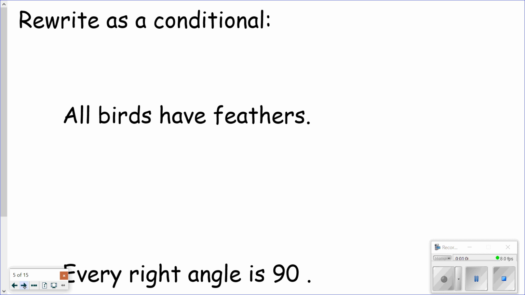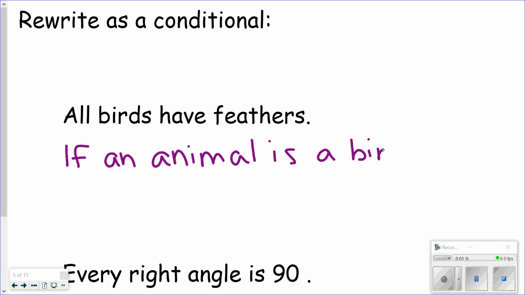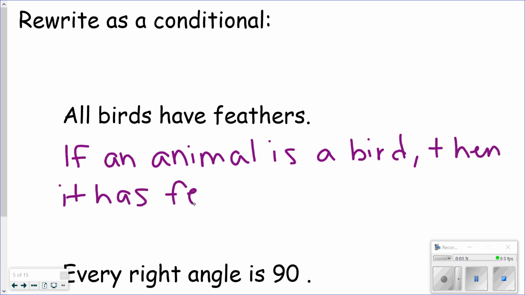Write as a conditional. All birds have feathers. So we want to write this statement as an if-then statement. So one example of this, all birds have feathers: if an animal is a bird, then it has feathers. So I'm going to write that. So if an animal is a bird, then it has feathers.